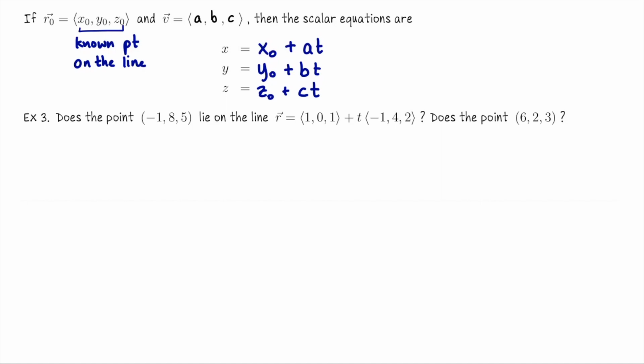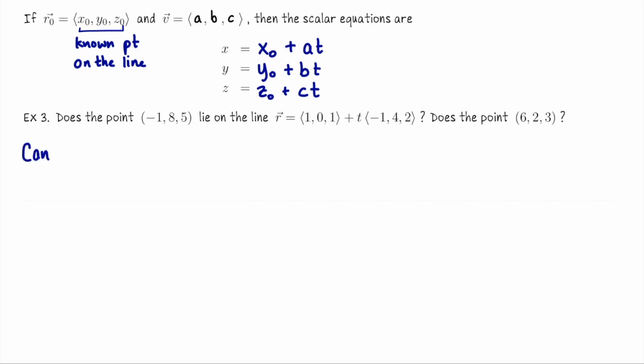What we can do is use the scalar parametric equations to see if there's a value for t. Once we set up x naught, y naught, z naught, and a, b, c with the values 1, 0, 1 and -1, 4, 2 given to us from the vector parametric form, once we plug all that in and set up our scalar parametric equations, can we find a value of t which, when plugged into these three equations, sends us to an x value of -1, a y value of 8, and a z value of 5? And is there a different value of t perhaps that would give us 6, 2, and 3 for those three coordinates?